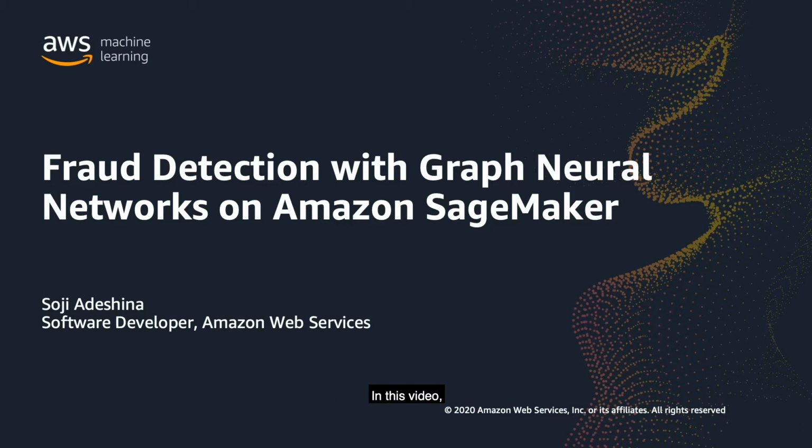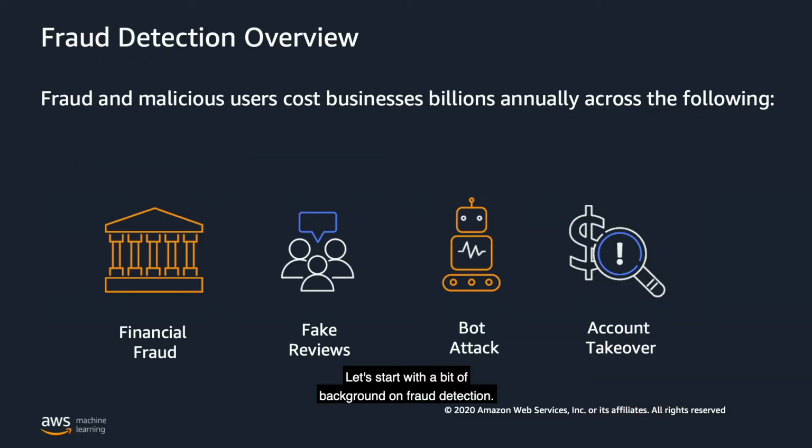In this video, we will explore how to solve fraud detection using graph neural networks on Amazon SageMaker and Deep Graph Library. Let's start with a bit of background on fraud detection. Fraud detection is a problem that affects many online businesses and costs them billions annually.